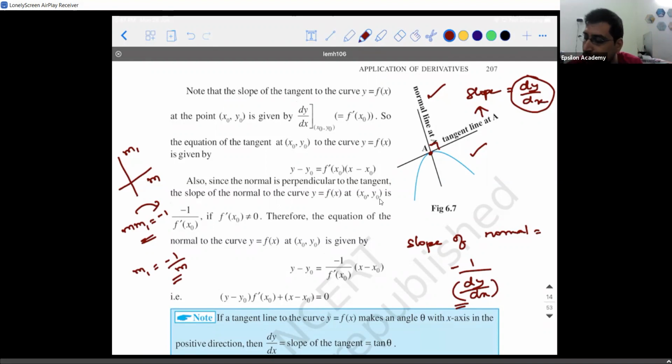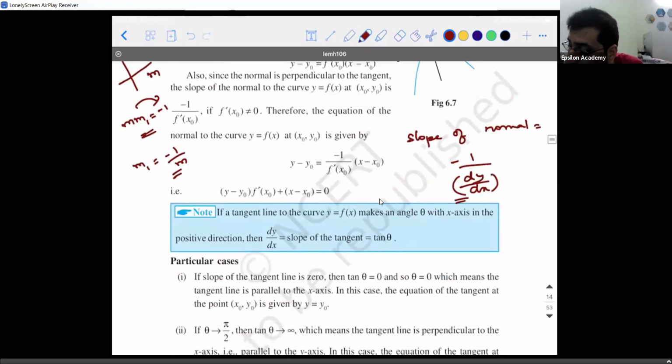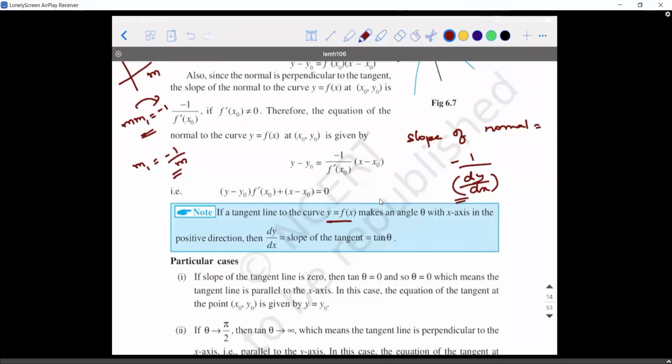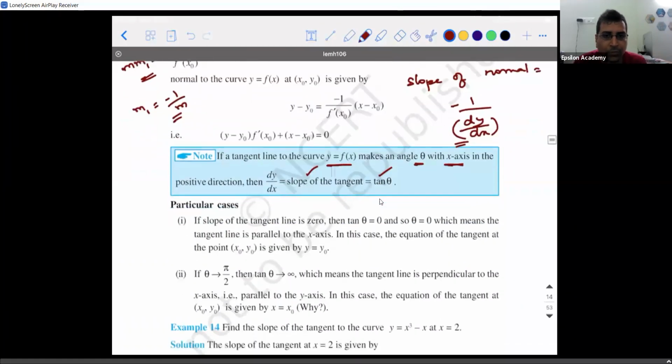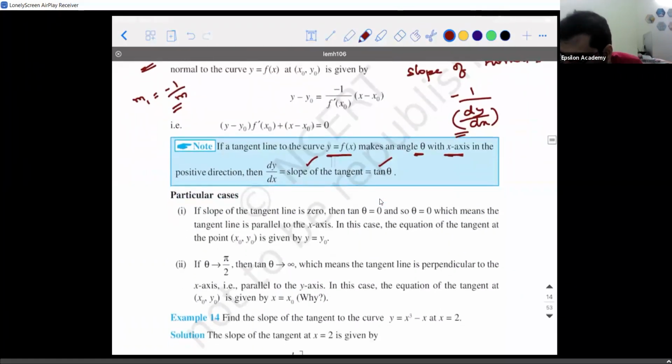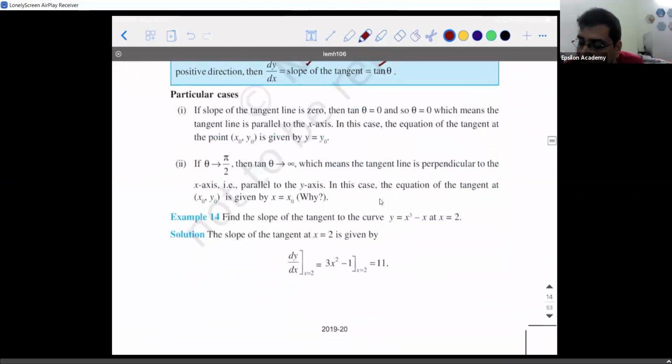Okay. So it is given here: if a tangent line to a curve y is equal to f of x makes an angle theta with the x-axis in the positive direction, then dy by dx is equal to the slope of the tangent, or we can call it tan theta also. Generally, all these points I will discuss during the problems.